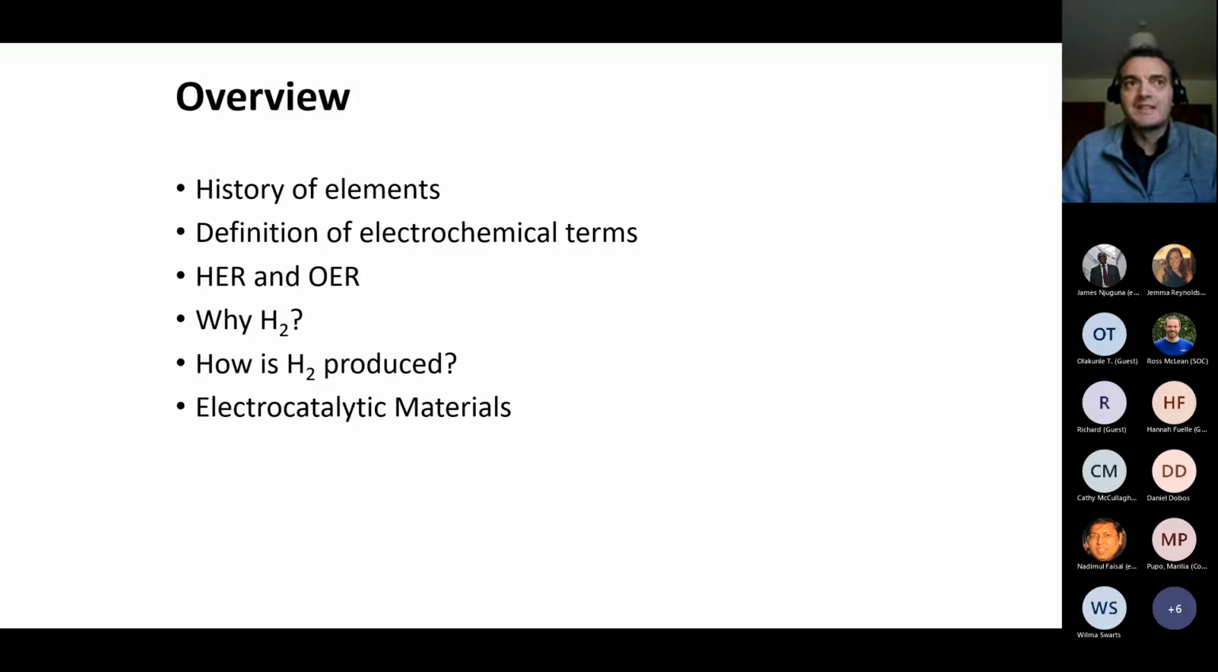We're going to explore some new electrocatalytic materials through literature review and also through some of the work that we have done.